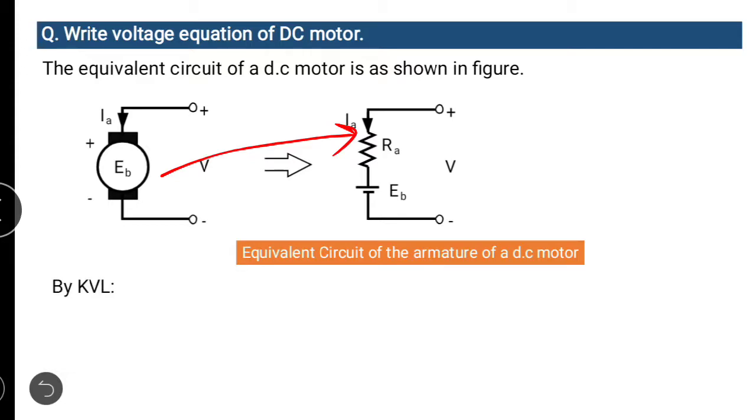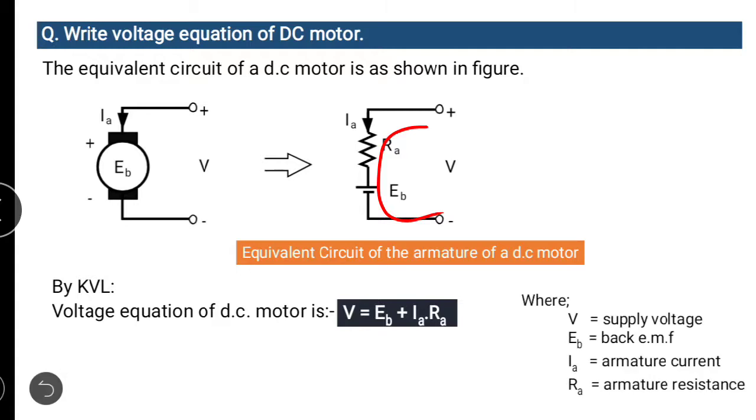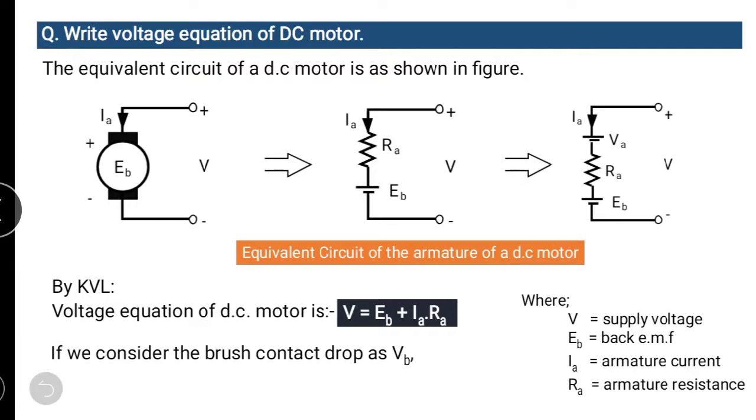Next, when we apply KVL in this circuit, we get the voltage equation: V equals EB plus IA into RA. Here V, EB, IA and RA have their respective meanings. V is the supply voltage, EB is the back EMF, IA is the armature current, and RA is the armature resistance of the armature circuit.